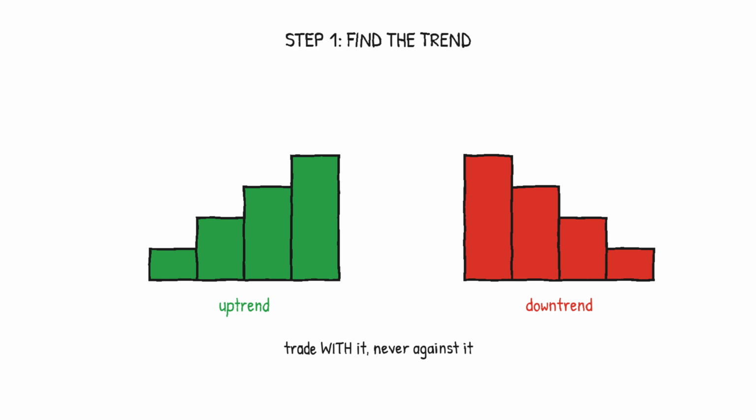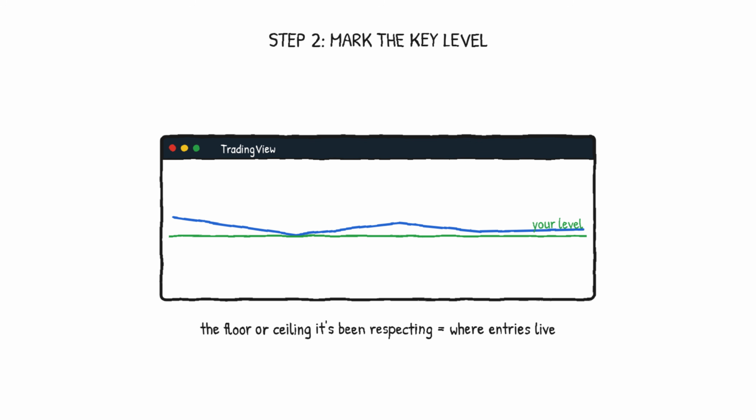Now, the actual approach, kept simple. Step 1, find the trend on your chart. Higher highs and higher lows is an uptrend. Lower highs and lower lows is a downtrend. You trade with it, never against it. Step 2, with your horizontal line tool, mark the key level near current price, the floor or ceiling it's been respecting. That's where your potential entry lives. You wait for price to come to your line.